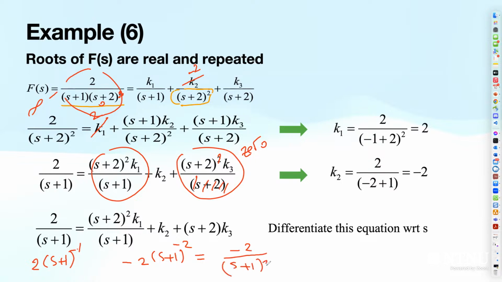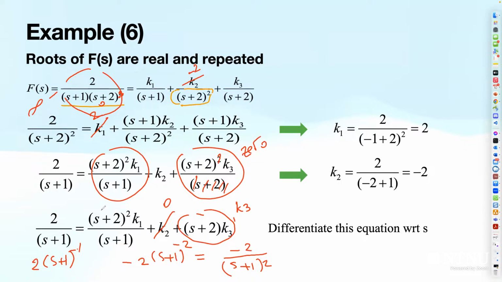So this is the first derivative of the left-hand side part. When you take the first derivative of k2, that part will be 0, so k2 will disappear. When you take the first derivative of that part, k3 is a constant, and the first derivative of s plus 2 will be just 1. So in fact, that part will be k3, right?